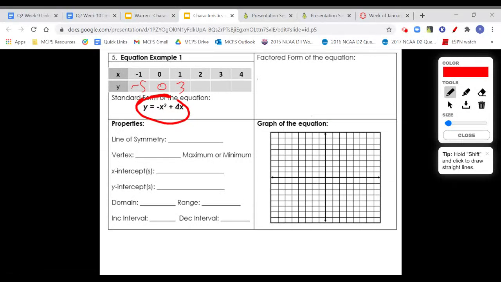But if I were to plug in 2, that would come out to 4. If I plug in 3, that's going to come out to 3. And if I plug in 4, that's going to come out to 0. Right? And I followed that same process every time.